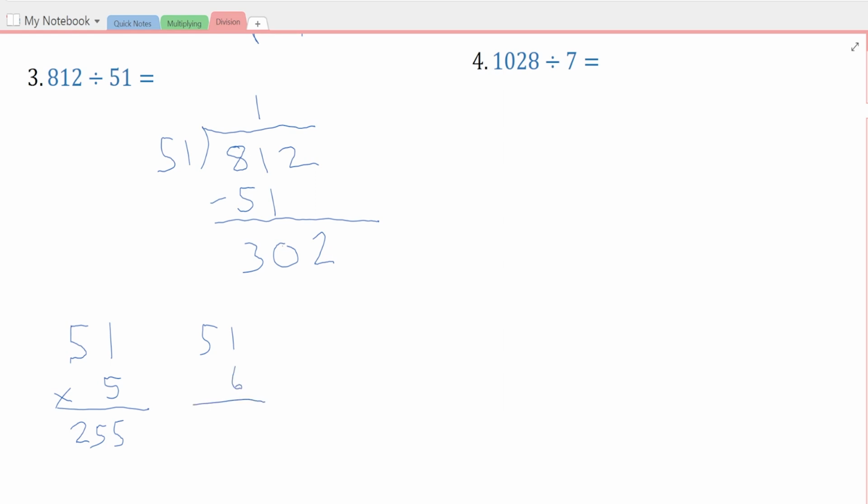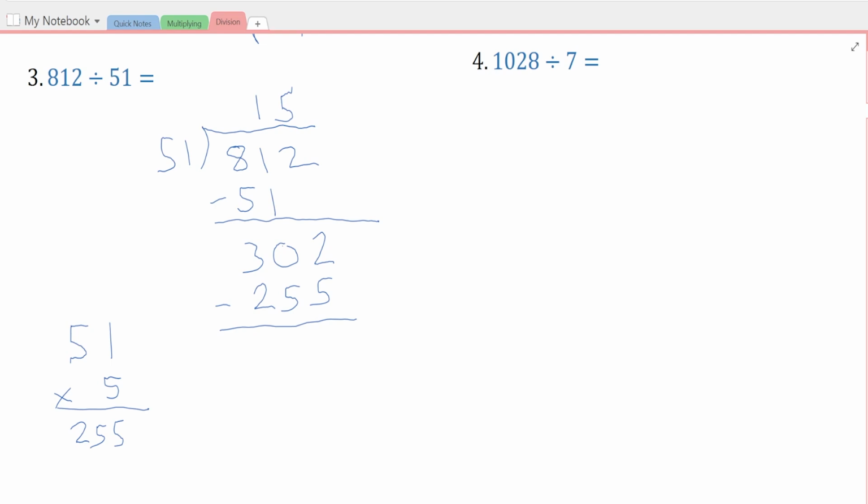51 times 6. 6 times 1 equals 6. 6 times 5 is equal to 30. So 306 is more than 302. So we know the number that we're working with is indeed 5. All right, so 51 goes into 302 5 times, and 5 times 51 we already know is 255, and we go ahead and subtract.